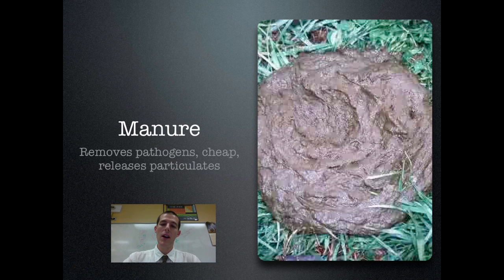It's also cheap, it's lying around, but when you burn it, it releases a lot of particulate air pollution, and we'll talk about that later on. But know that the burning of manure is responsible for probably 1.5 million deaths worldwide because of the pollution that is caused when it is burned.